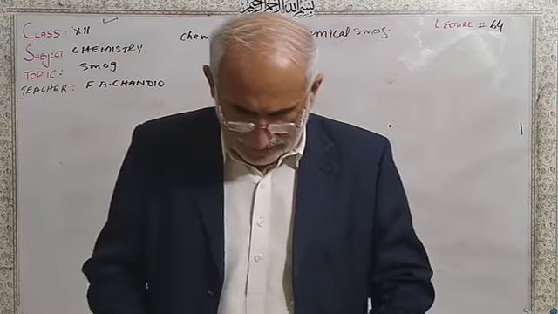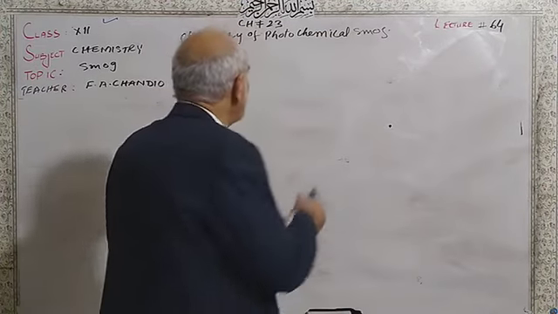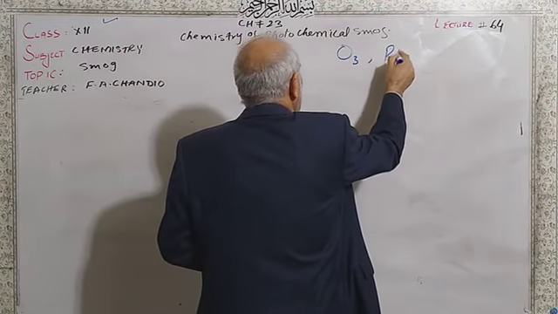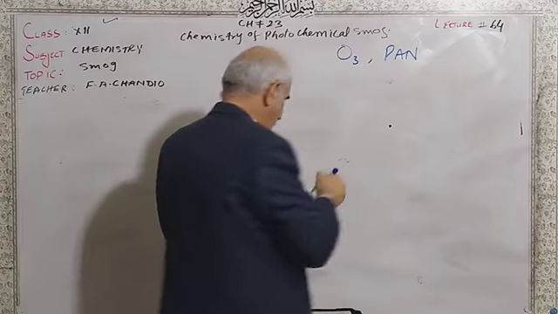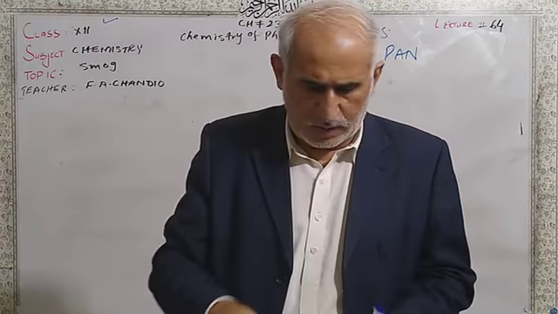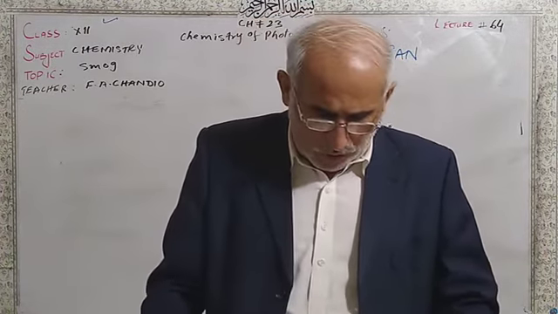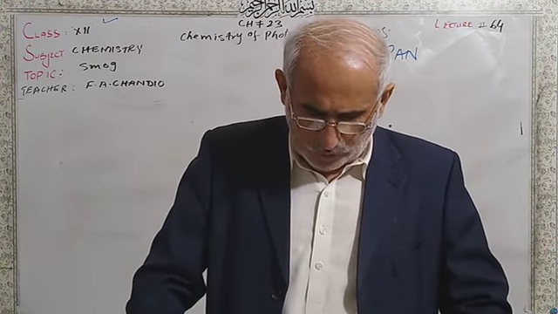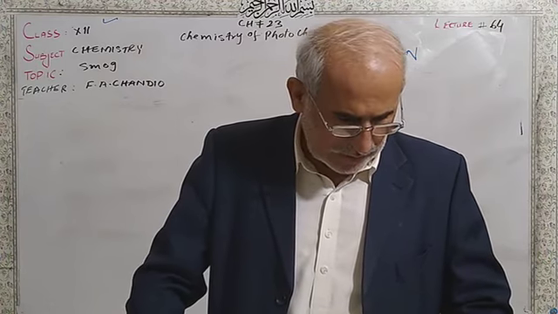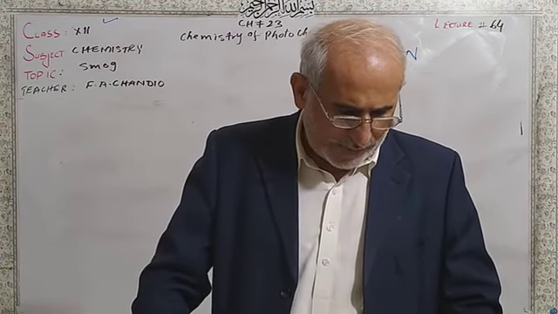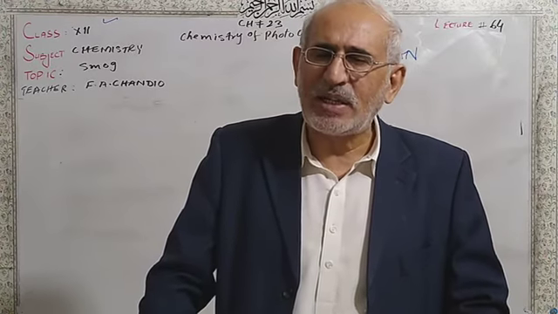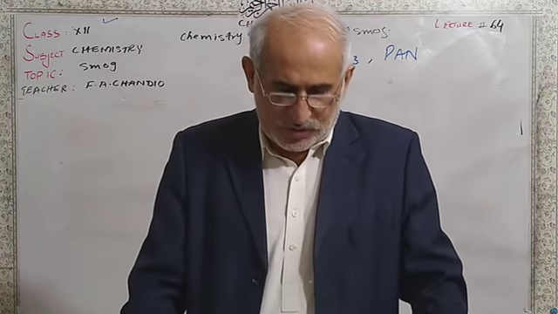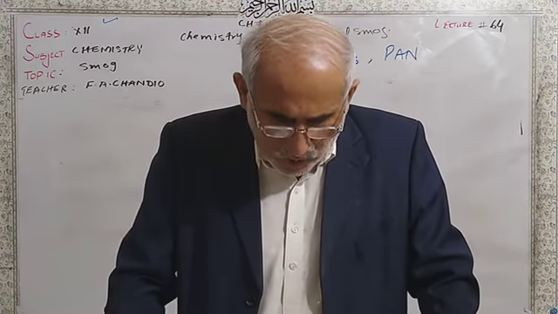Number one is ozone, and number two, PAN, or the primary volatile organic compounds, peroxyacetyl nitrates, and ozone.